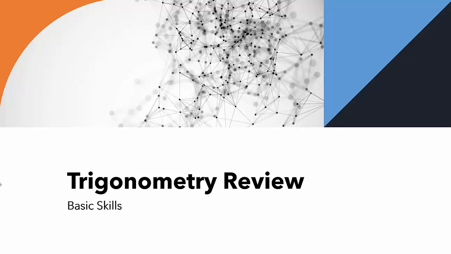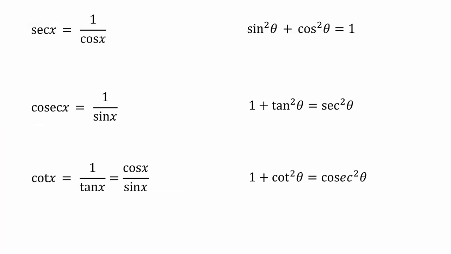Okay, in this video we're going to look at some trigonometry review, some things you know from last year, and a couple new formulas that you're going to need for this year. Okay, so what you're seeing here on the left, secant of x is equal to 1 over cosine x. So last year we worked primarily with sine, cosine, and tangent. And so now this year we're adding the reciprocal trig functions to it.